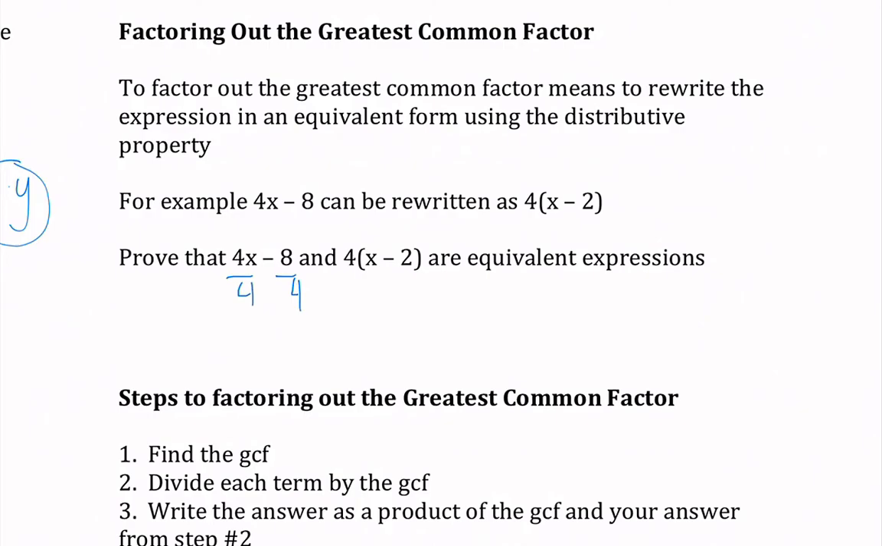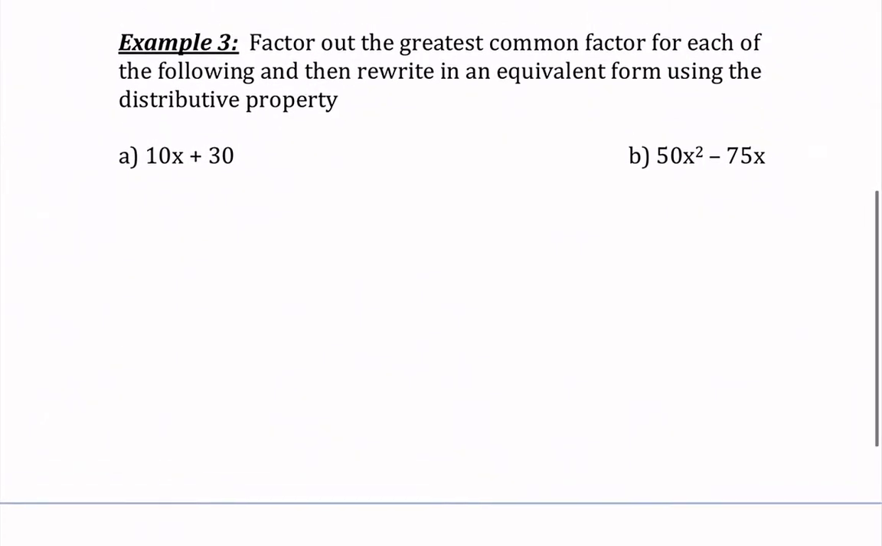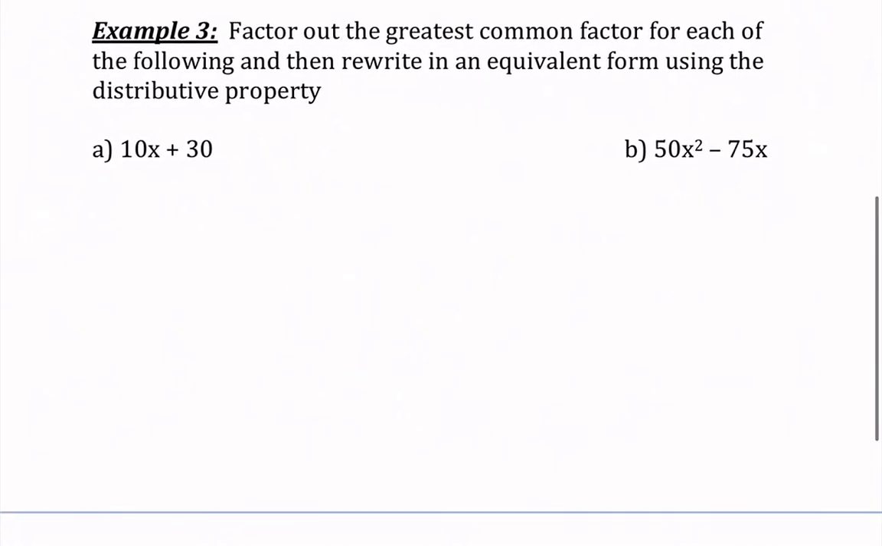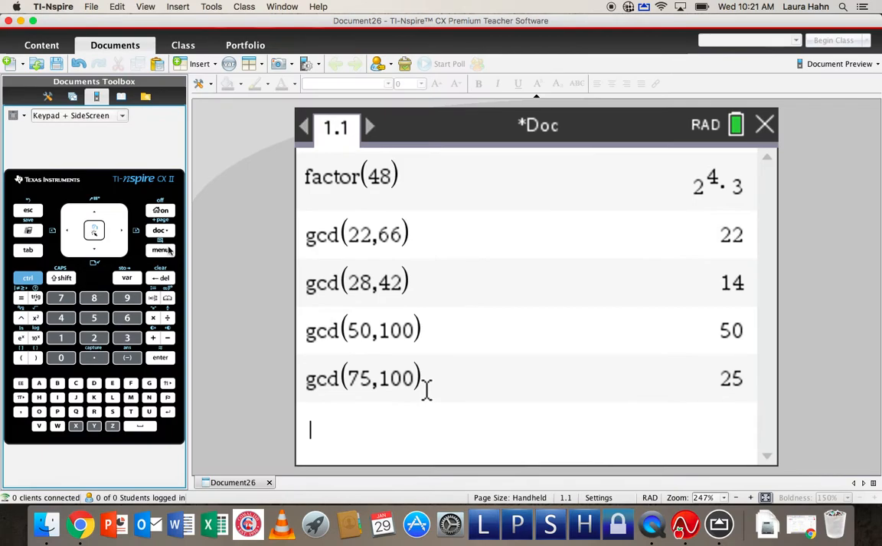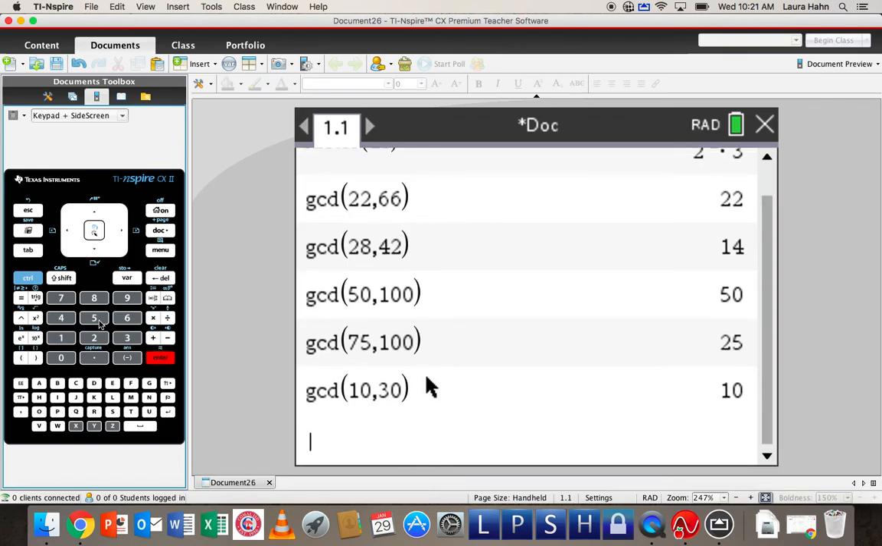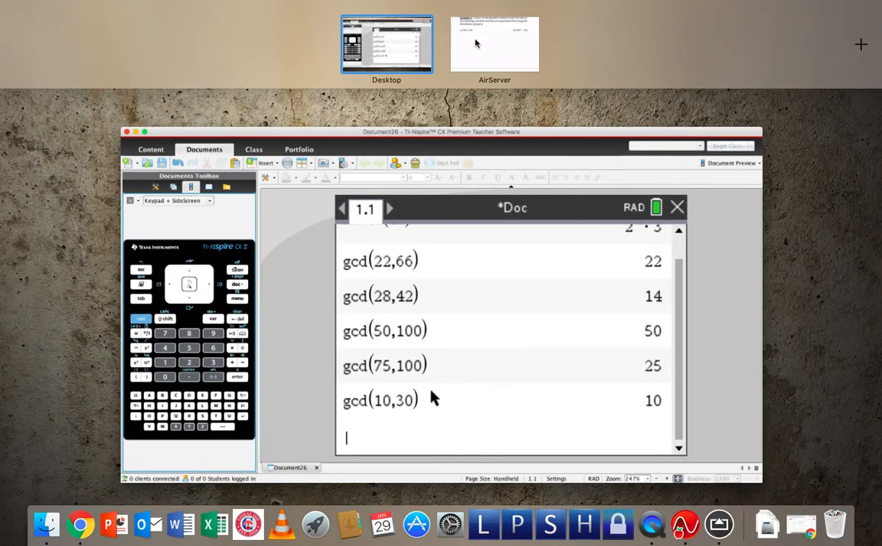All right, so let's just jump into some examples. All right, step 1, find the greatest common factor. After we find the greatest common factor, then we're going to divide each of these by whatever that greatest common factor is, and then we'll go from there. Okay, so 10 and 30, so if you want to, you can use a calculator. Many of you can do that in your head. So again, type in your two numbers. So the greatest common factor is 10 between those two numbers.